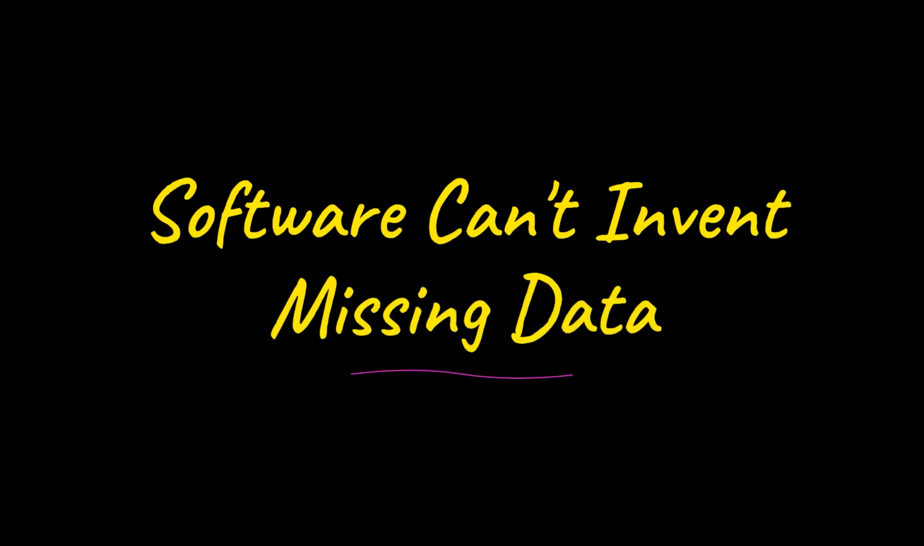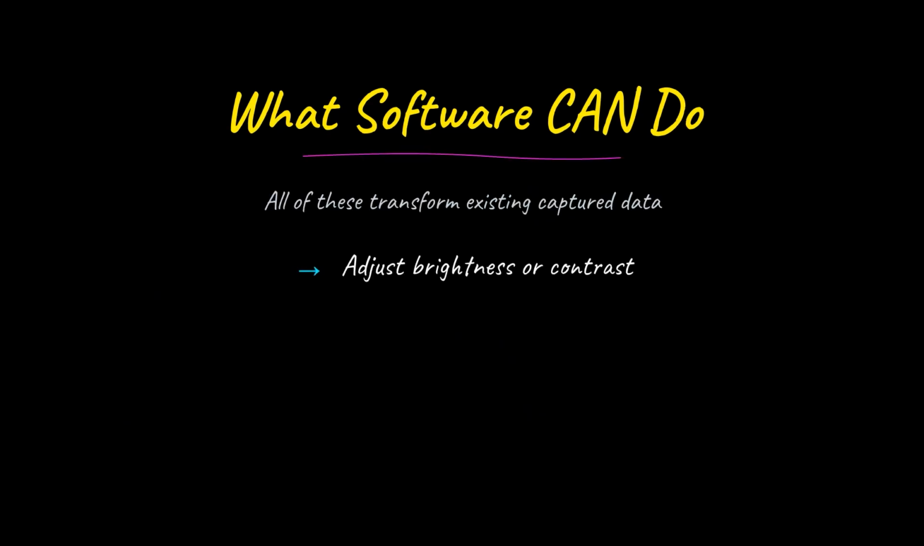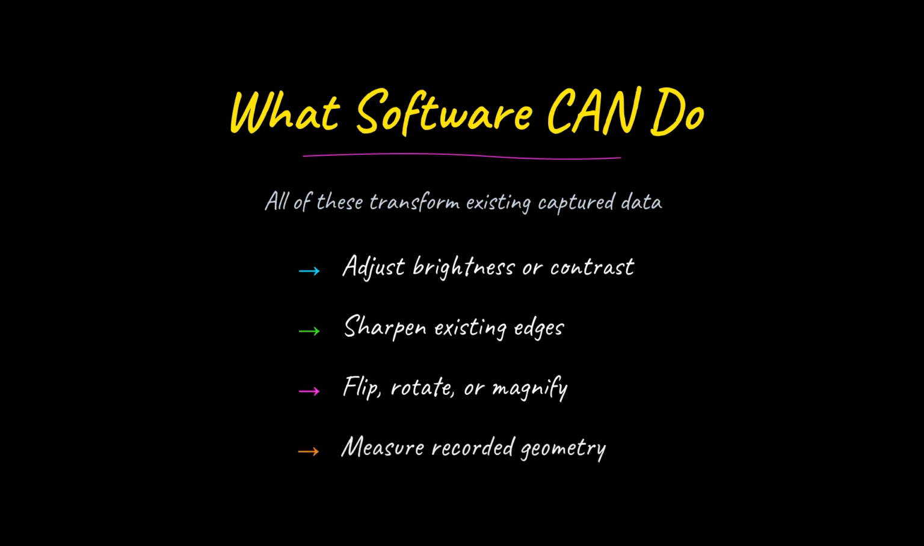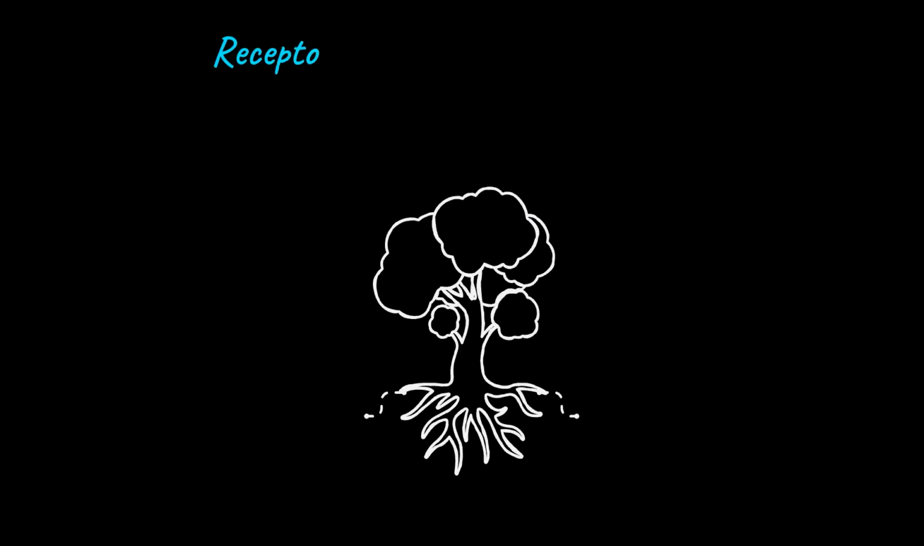Digital enhancement software is a powerful tool, but it has one hard limit that never bends. It can only work with the data the receptor actually recorded. No algorithm can manufacture information that was never captured in the first place. Brightness adjustments rescale existing values. Contrast stretches the spread of recorded tones. Sharpening accentuates edges already in the data. Flipping, rotating, and measuring all operate on real captured information. Each of these is a transformation, not a creation.